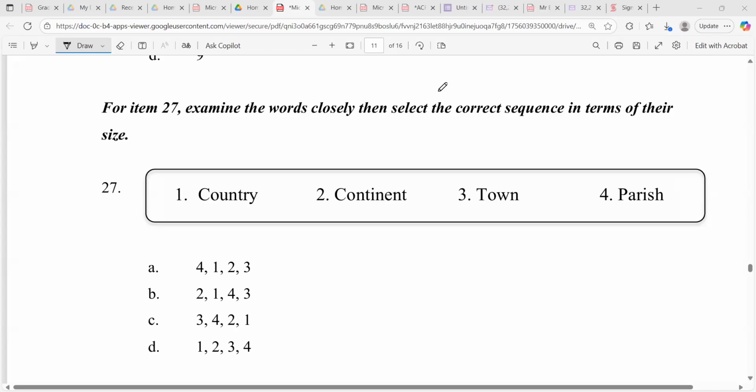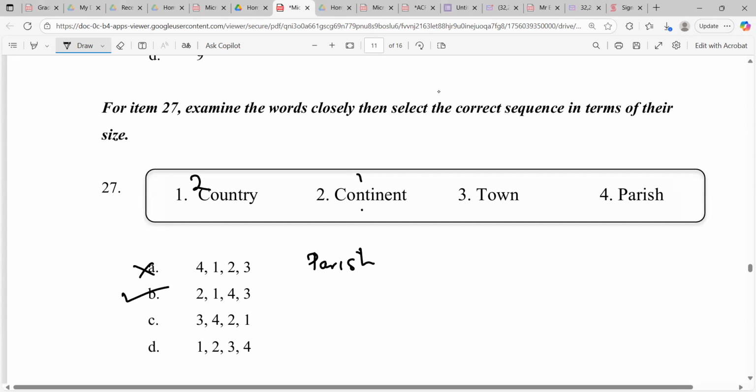All right, let's look at the options. So we have country, continent, town, parish, right? For A, it is saying parish should be at the front. No, parish is neither the smallest nor the largest, so we can eliminate that. Continent, that's the largest, right? So I'm going to see if we go continent first, then 1, which will be country, and then of course we have the parish, and then town. So I would go with B.